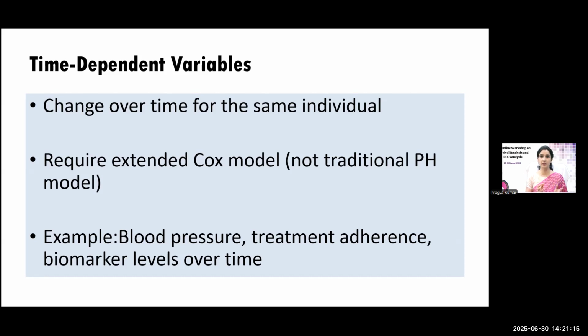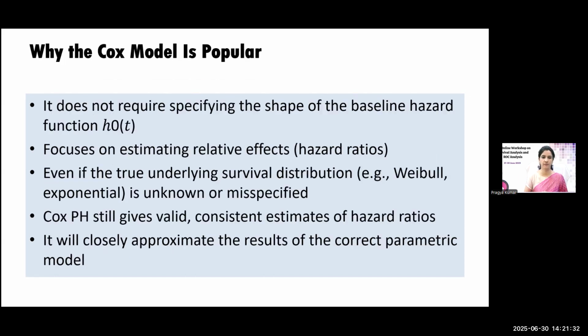Kaplan-Meier and life table are non-parametric, whereas Cox proportional is semi-parametric. Non-parametric we are not covering, and the extended Cox also. So if the variable is time dependent, which is changing with time, then you have to go for extended Cox.